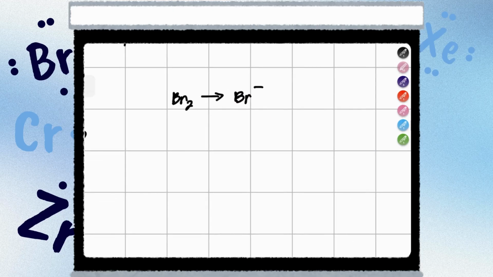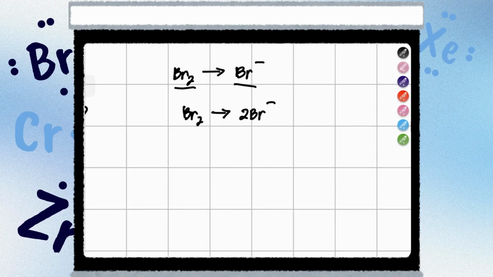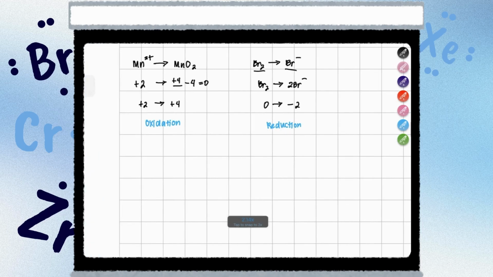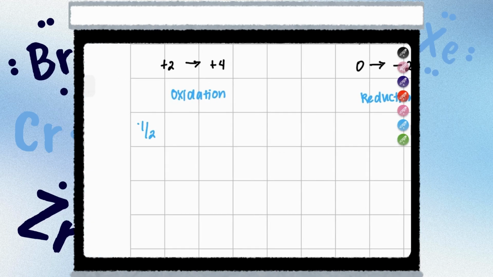Next, we have bromine. We have to balance bromine first. So Br2 is to 2 Br minus. Now let's get the oxidation number of Br. So Br is 0. And then 2Br, we have -1 here. So -1 times 2 is -2. So we have a gain of electrons, which is reduction. Now let's write the half equation for oxidation.